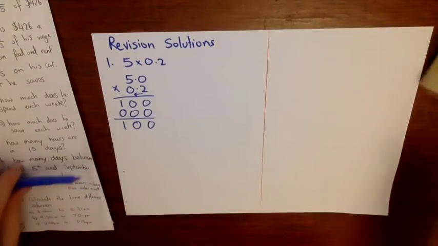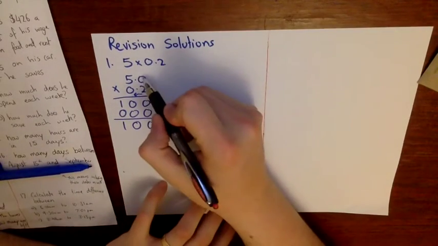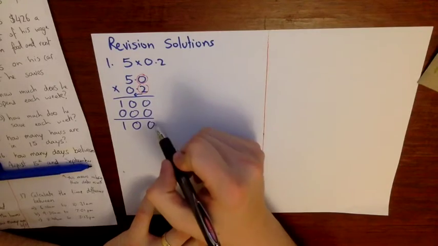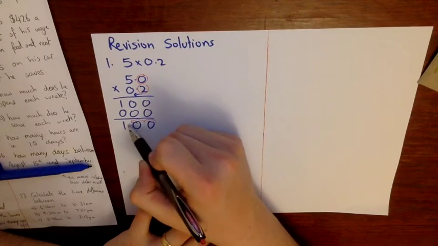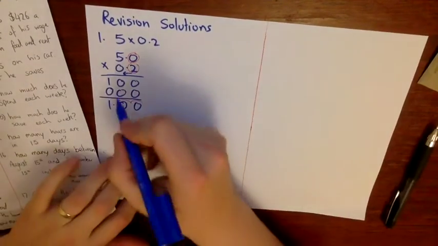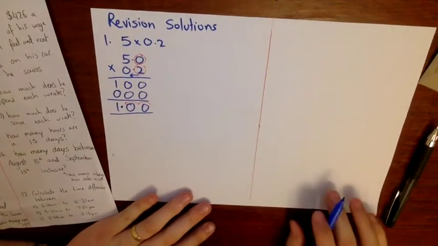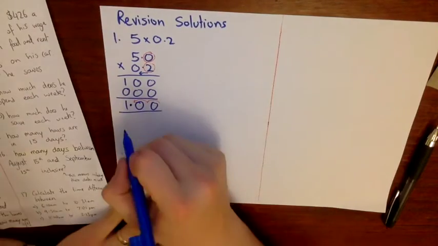Now, we count the numbers that we have after the decimal point in the question, and we go 1, 2 jumps to put our decimal point right there. And so our answer is 1.0 or simply just 1. Question 2.